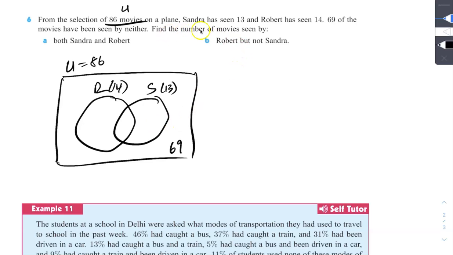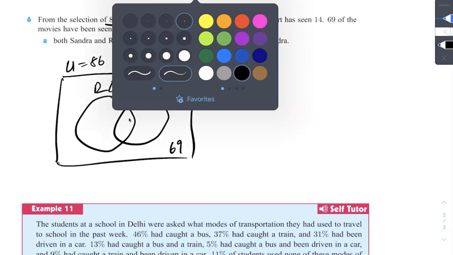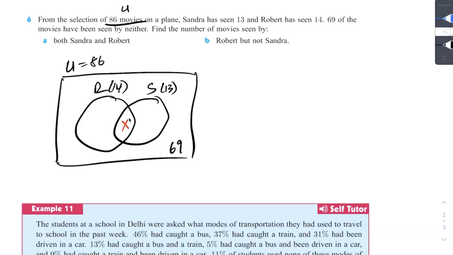And we want to find the number of movies seen by both Sandra and Robert. We want to find the intersection, which we always do. In a Venn diagram, you generally always want to find the intersection first, because like I've talked about, it opens up the rest of the problem. So we're going to make that our x like we did last time. We can solve it the exact same way.